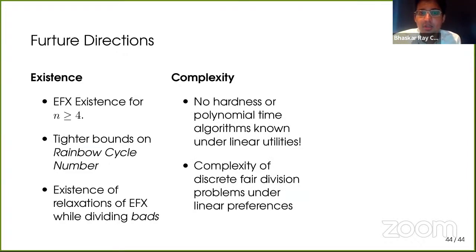The second thing is, although most of the algorithms and proofs that I showed you are algorithmic, the algorithms are not polynomial time, they are pseudo-polynomial time. And unfortunately, we do not know any polynomial time algorithms, nor any hardness results, even for the settings where we know that EFX allocations should exist, and even when agents have additive valuations. Or in general, the complexity of discrete fair division where agents have linear preferences.